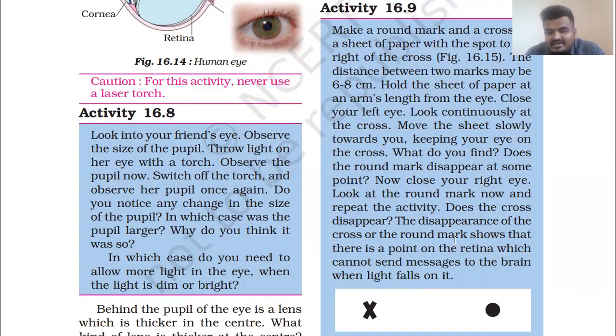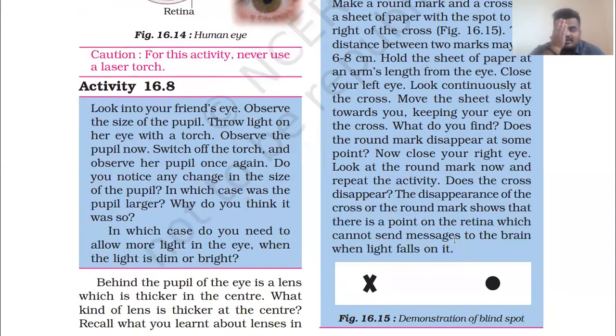Now close your right eye, look at the round mark, and repeat the activity. Just move the sheet slowly towards us. Does the cross disappear? This time the cross mark will disappear.